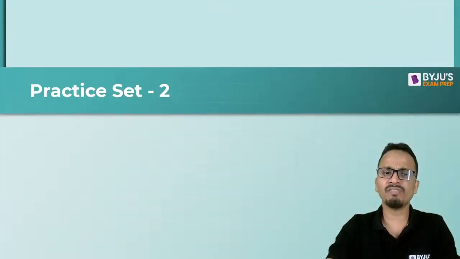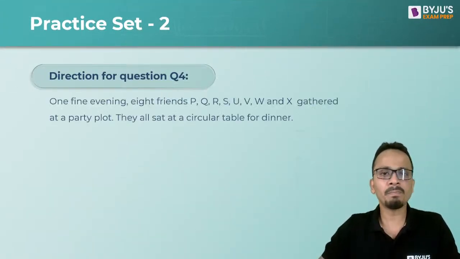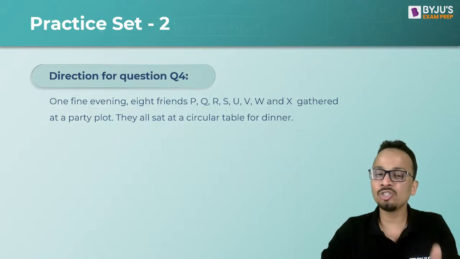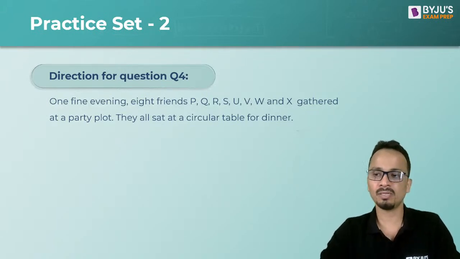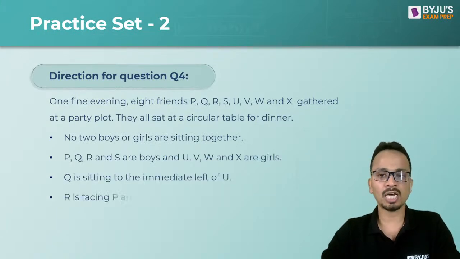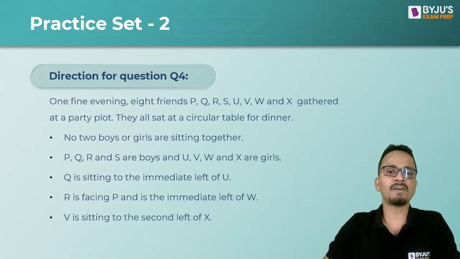So, I've kept only one question. The only important part in this set is decoding, making the arrangement of these 8 people. Okay, so these are the conditions which are given to you. So these are the 5 conditions.